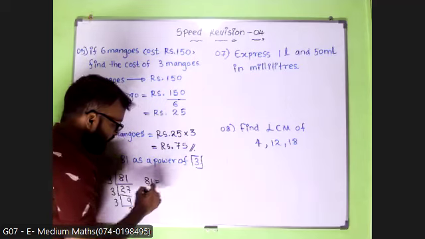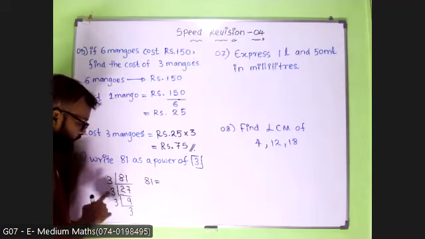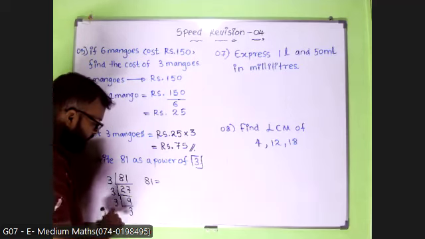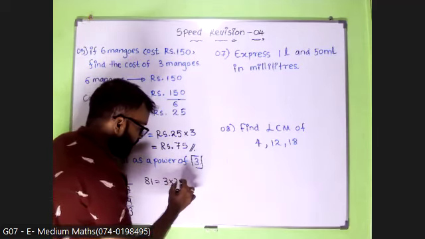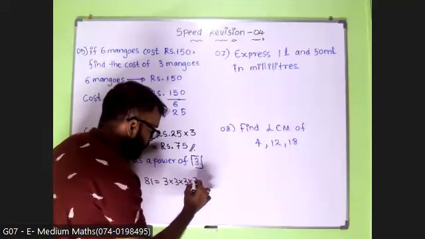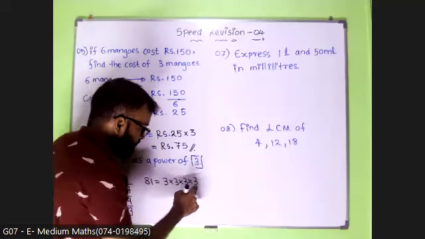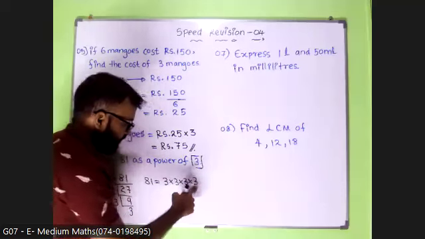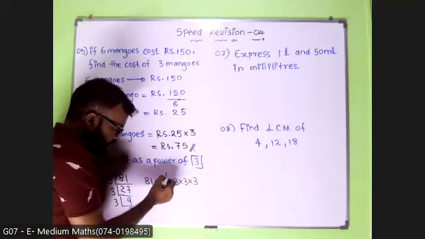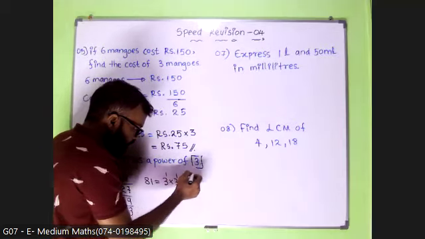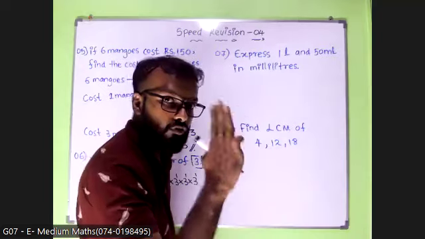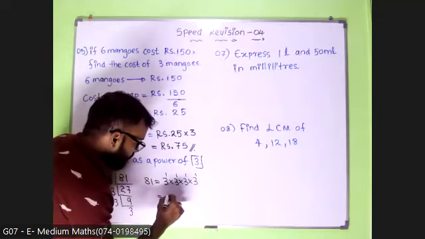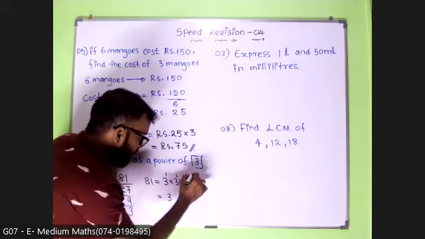How many 3s are there for 81? In order to obtain 81, you need to multiply 3 by 3 by 3 by 3. 3 four times. So the base is 3. As I told you earlier, same base, powers can be added. How many times has the 3 been multiplied repeatedly? 4 times, right?